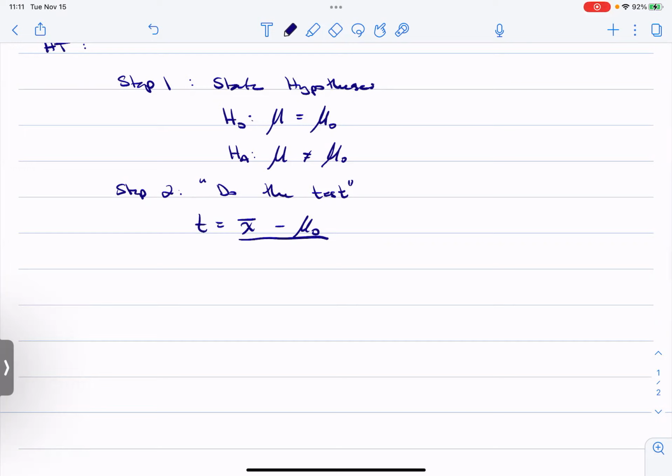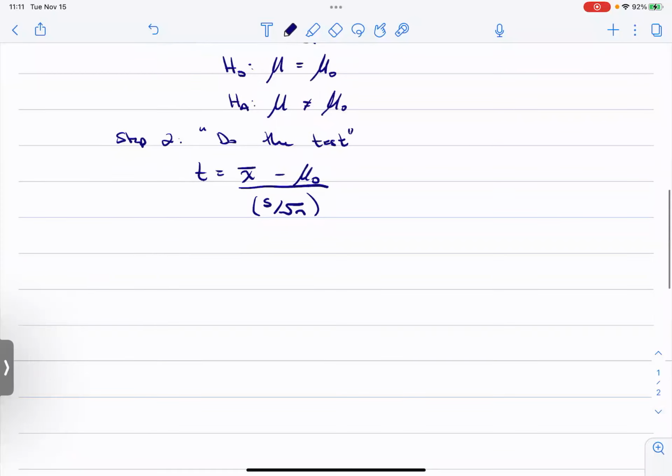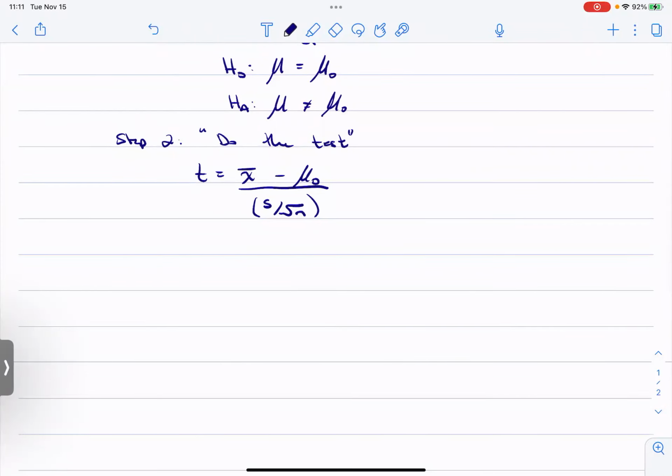X bar, how far is it from mu naught, taking into account the standard error, which for one sample mean is going to be S over root n, right? And I like to do brackets just so you don't forget that that's one number. Once you have your test statistic, how far is my sample mean from my hypothesized mean, then I can find the p-value.